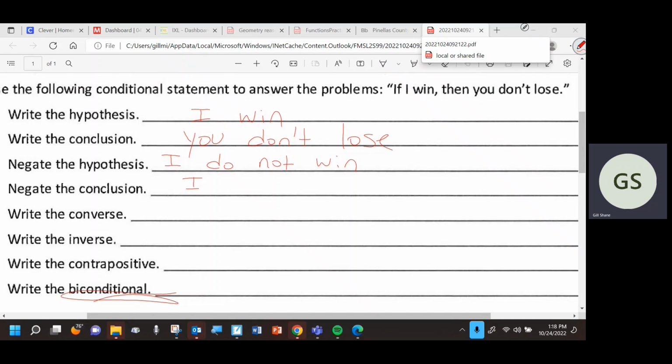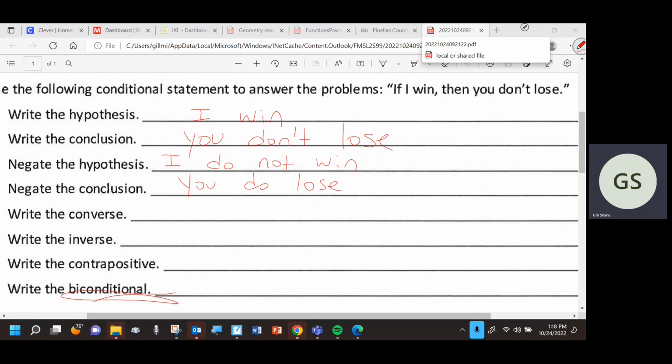So sometimes you have to be a little creative. Just remember, think opposite. Try to put the word not in there, but if there's already the word not in there, then you got to kind of fix it. But it's the opposite. You do lose. Opposite's the main thing. And then normally you'll use the word not.